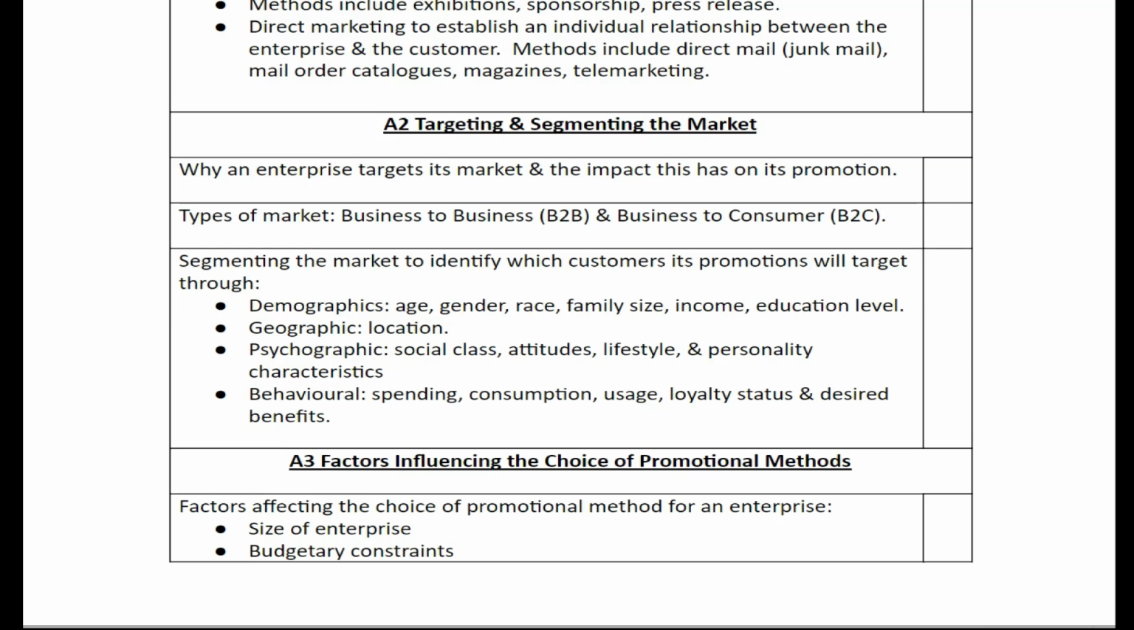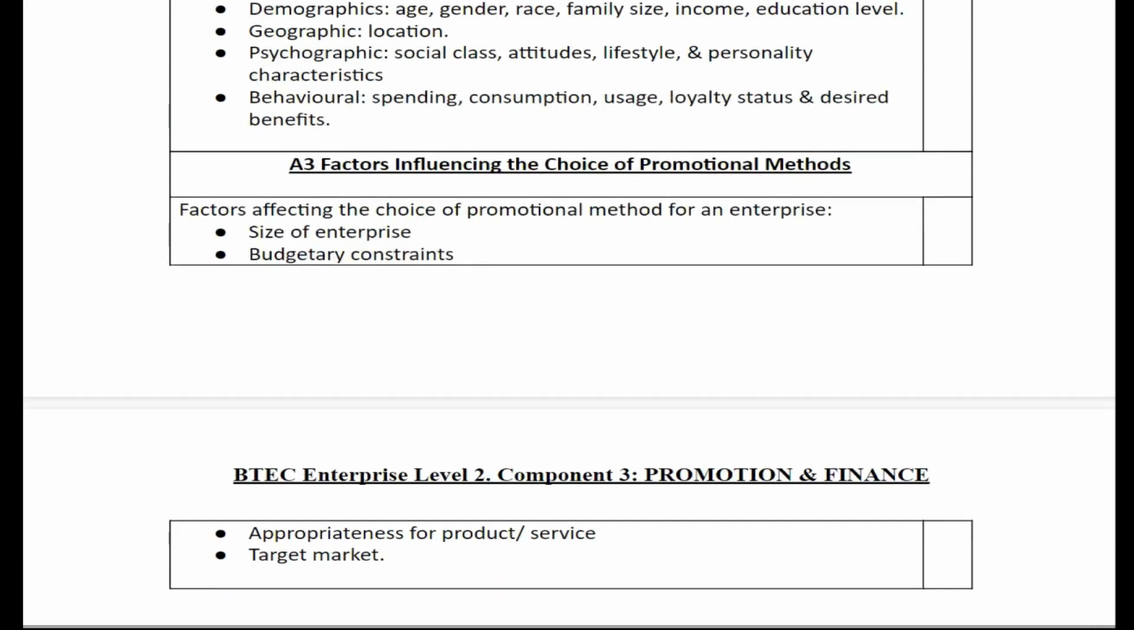So we can see this one's all about market segmentation. Okay, and we need to understand these different types of market segmentation. That's important stuff there. And then we've got A3.